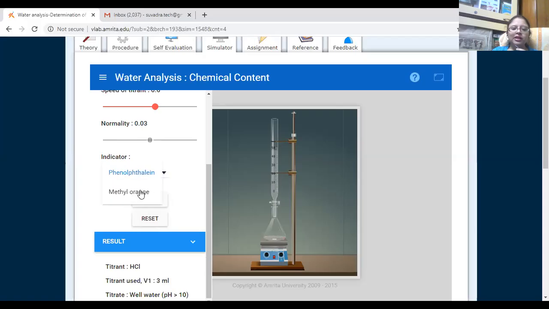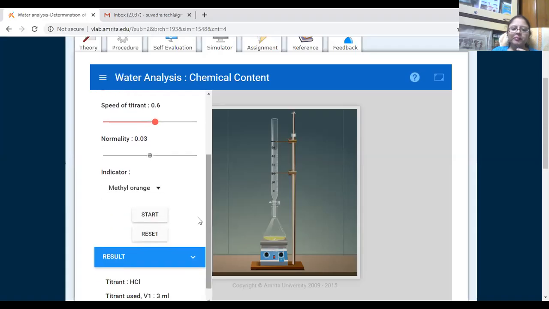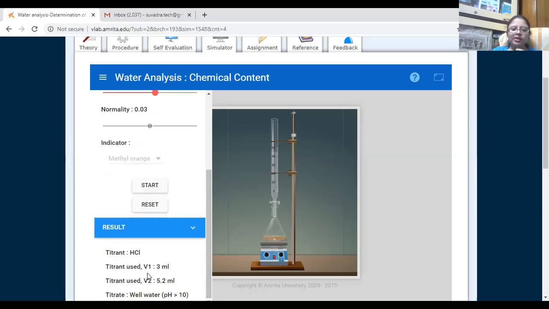Now I will change it to methyl orange. See, it becomes yellow. Again, I will start the titration. So it will become reddish brown at the end point. So the reaction is going on. The solution color is still yellow. When it becomes reddish brown, I will stop the titration. So, yes, now I am stopping it. See, here you are getting 2 points, V1 and V2. V1 is your phenolphthalein endpoint, that is P. V2 is your methyl orange endpoint, that is 5.2. So again, I am returning back to my slide.